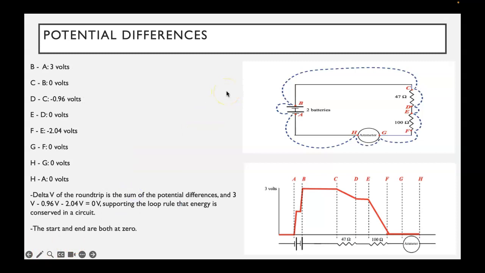And here we listed the potential difference values we got, and a summary of this is shown in the pictures to the right. We found that delta V of the round trip is the sum of the potential differences, and that 3 V plus 0.96 V minus 2.04 V all equals 0, which supports the loop rule that energy is conserved within a circuit. We also see that both the start and end are at 0.